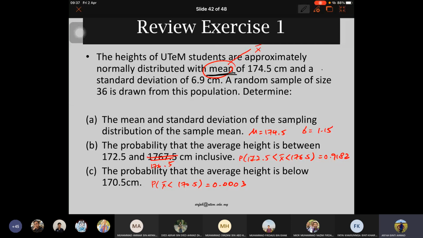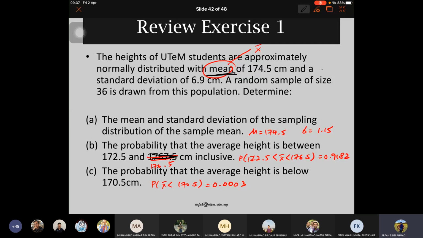Ada typing error dekat sini, 176.5. Okay. So probability of X bar between 172.5 dan juga 176.5 sama dengan 0.9182. Okay. So the probability that the average height is below. So saya nak awak cuba sendiri this one sebab it's very direct, dengan exercise yang kita dah buat sebelum ni. So kita tengok the next one.